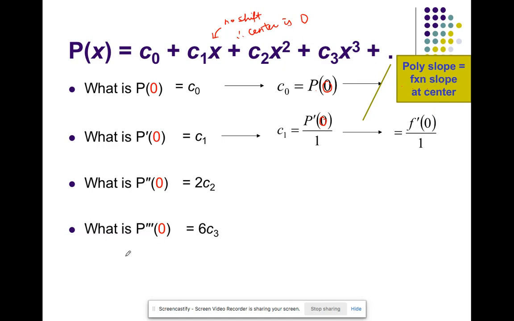Now you're probably wondering why I divided that by 1. Remember, my goal was to try to find a pattern. I don't want 2 times the second coefficient. I just want the second coefficient. So I divided, right? I took this p prime of 0 is equal to 2, right? I just divided both sides by 2, right?